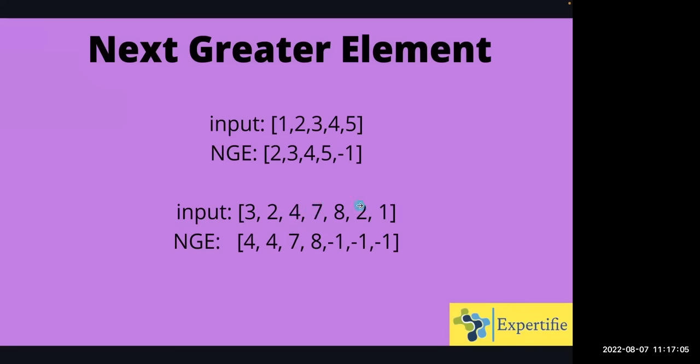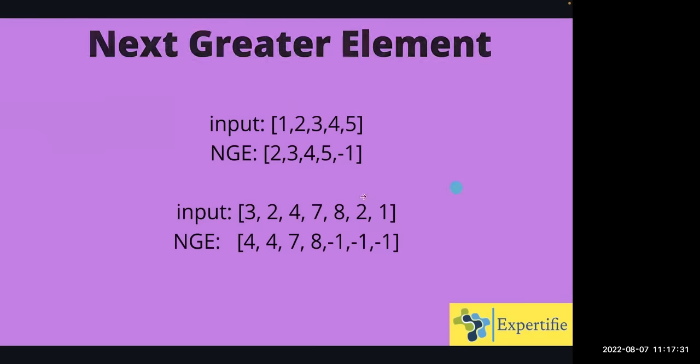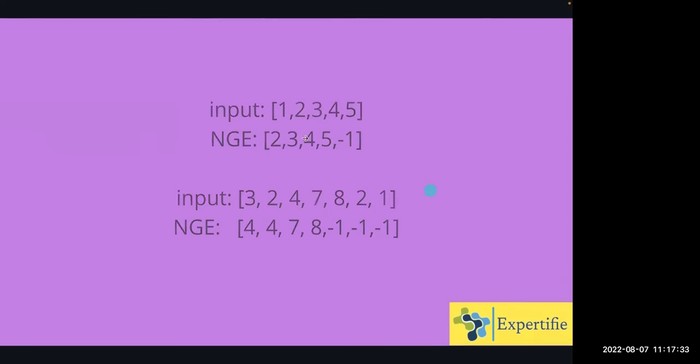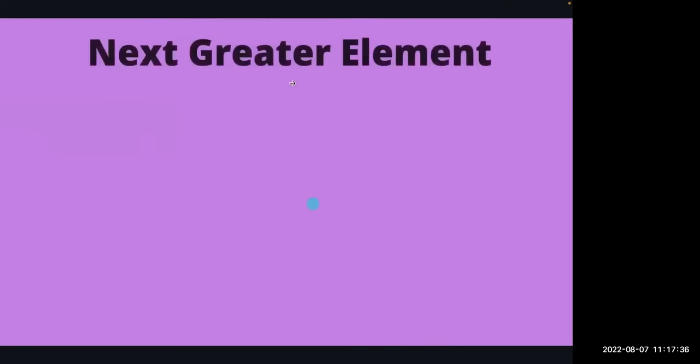Ahead of 2, which number is greater than 2? Nothing. Minus 1. Ahead of 1, which number is greater than 1? There is no number ahead of 1. So again, minus 1. So the last number will always have minus 1 because there is no number ahead of it, so no question of greater or smaller. Is this much clear? What do we mean by next greater element? Any questions on this? Okay. So now let's see how we can solve this.